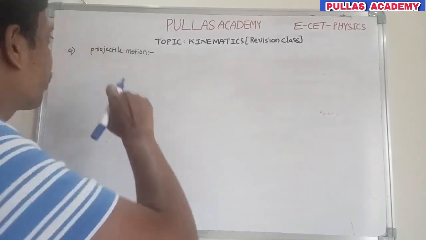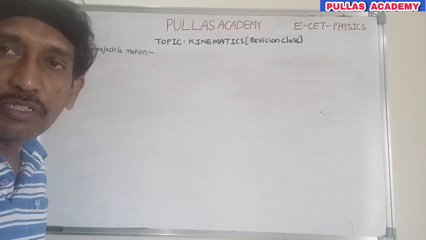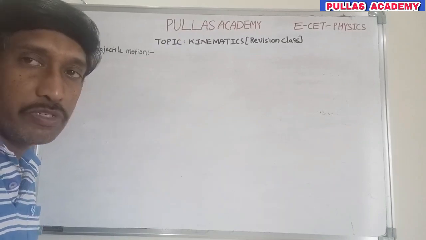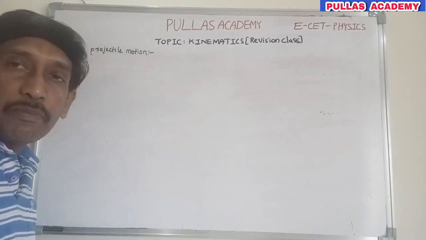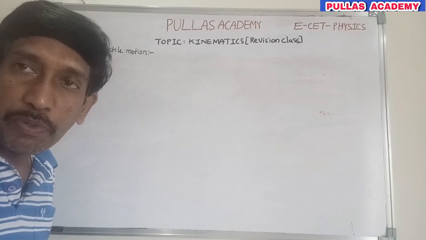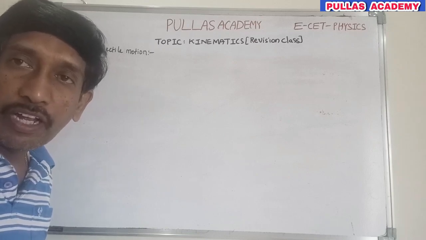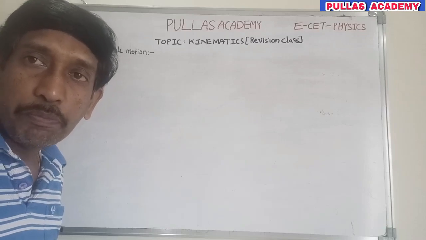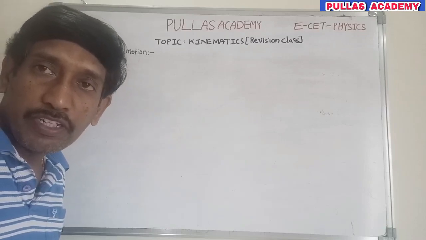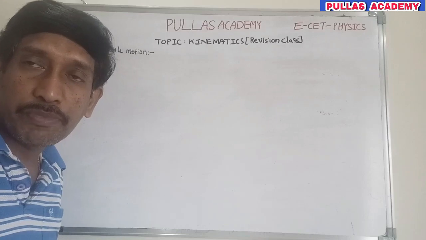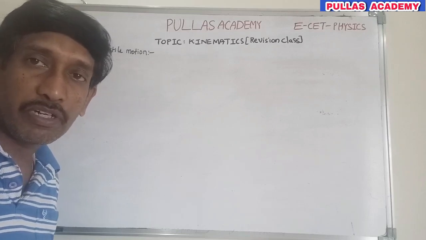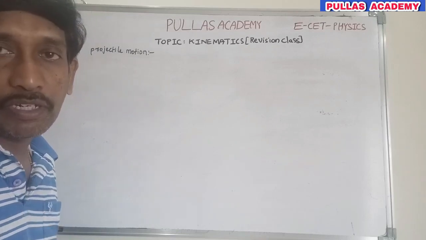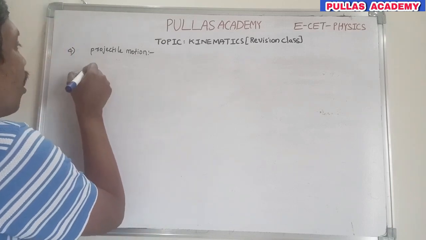Right. We will discuss the fourth concept, the most important repeated model, projectile motion. Actually, what is a projectile? If any object is projected into the air at an angle theta with the horizontal, that is called an oblique projectile. If any object is projected horizontally from a certain height, that is a horizontal projectile. We have two types of projectiles. First, we will discuss the oblique projectile.